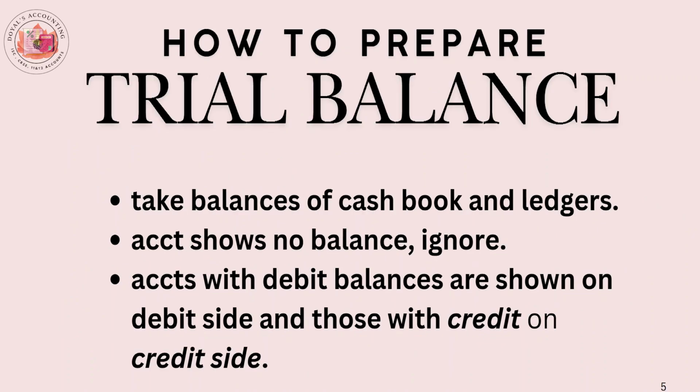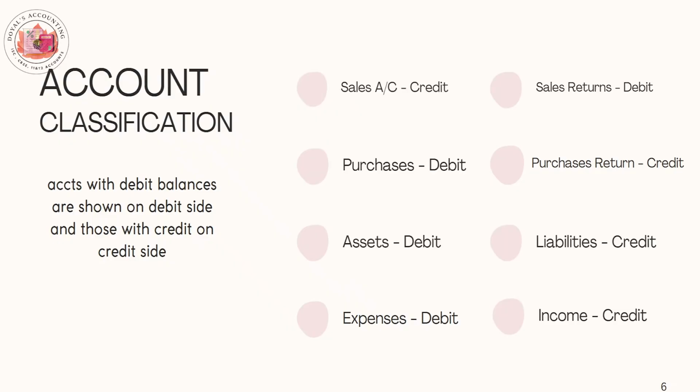Now, how to prepare a trial balance? So you take all your balances from your cash book and your ledgers. Whichever account shows no balance, you ignore that. And whatever accounts have debit balance, you will place those balances in the debit column. And those which have credit balance, you will place them on the credit side. Now, how do you know which account is having a debit or a credit balance? Go back to your account classification lecture.